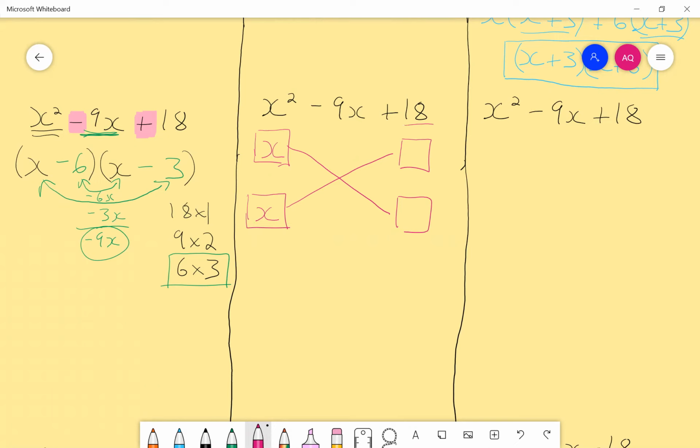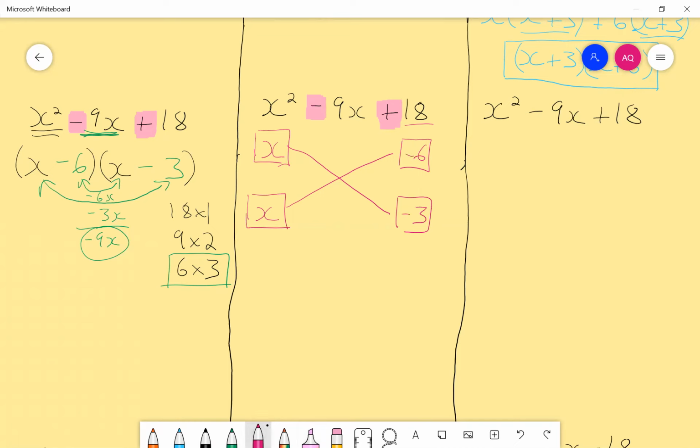So again, it's really similar to the first method. Choose factors of 18, which will add to give 9. Okay, because this is a plus, they must add to give 9. So 6 and 3 add to give 9, but we still have to be careful choosing the sign. Because it's a negative 9x, it means the two signs are going to have to be negative.